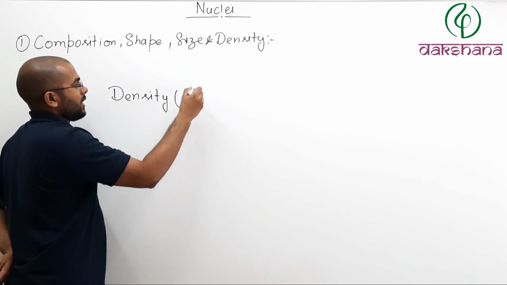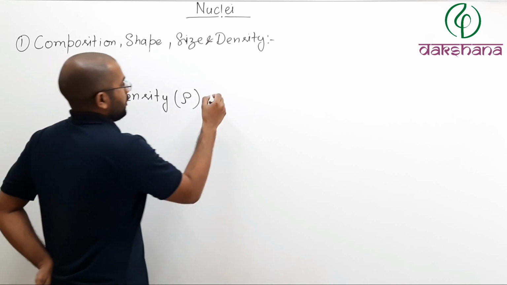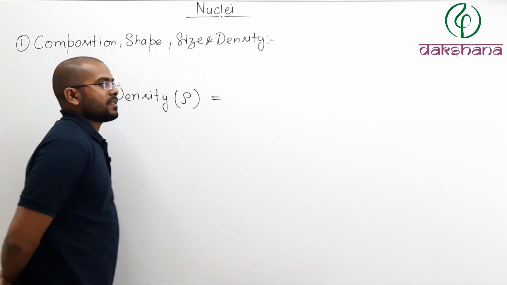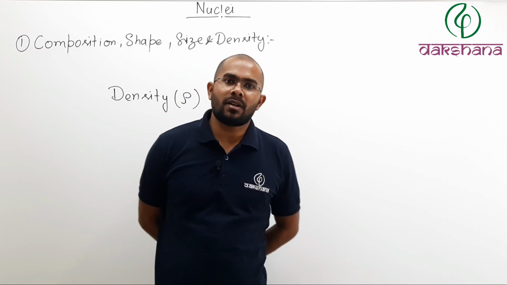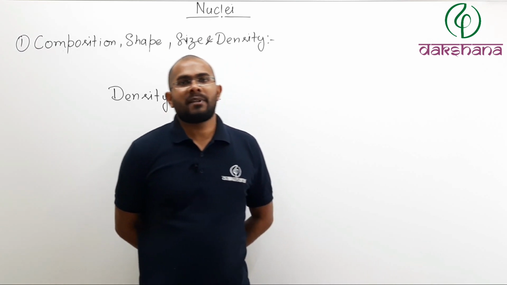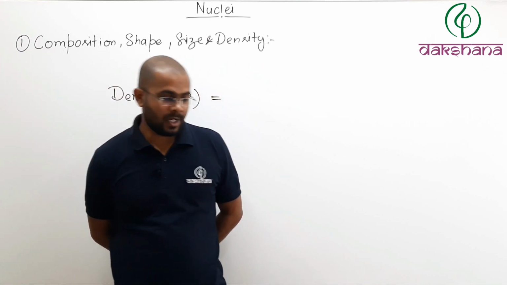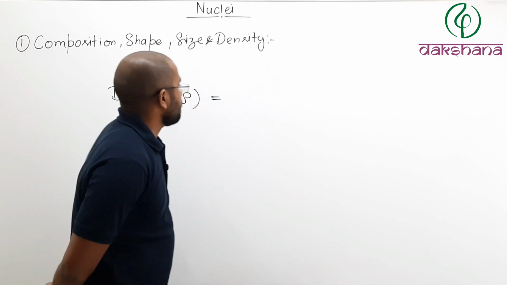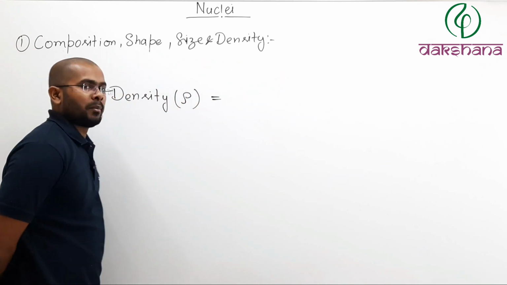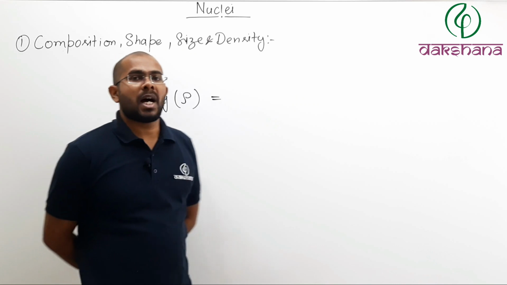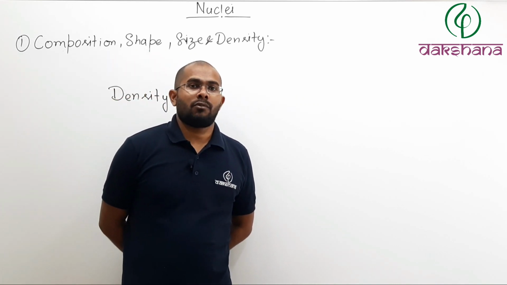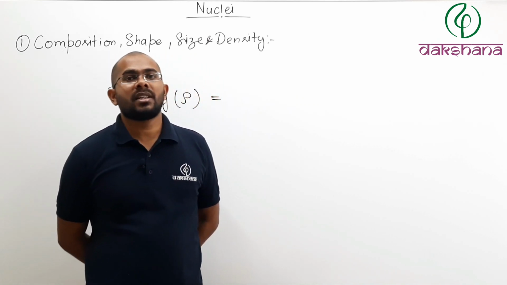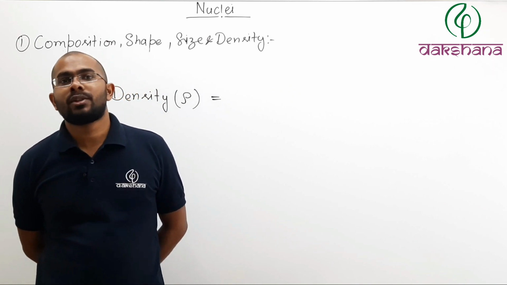Density you can also write as rho. Now what is density? Density is your total mass of the nucleus divided by volume of the nucleus. Now what can be the mass of the nucleus? Now remember, we have talked about mass number A. What is mass number? Mass number is number of protons plus neutrons.